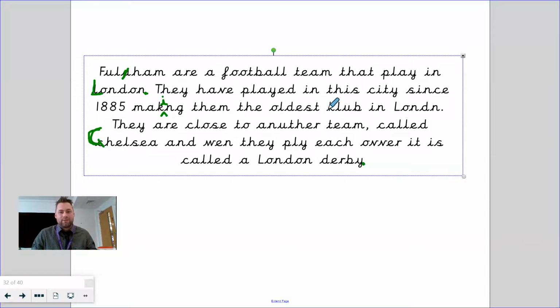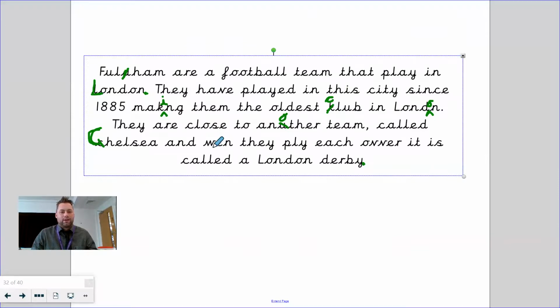The oldest club. Club, this is spelt with a C. So we can cross that out and we can put a C there. In London. And I know that in London, that doesn't look quite right. London, that should be an O in there. They are close to another team. Does that look right? Not to me. So that should not be a U. That should be an O, called Chelsea.